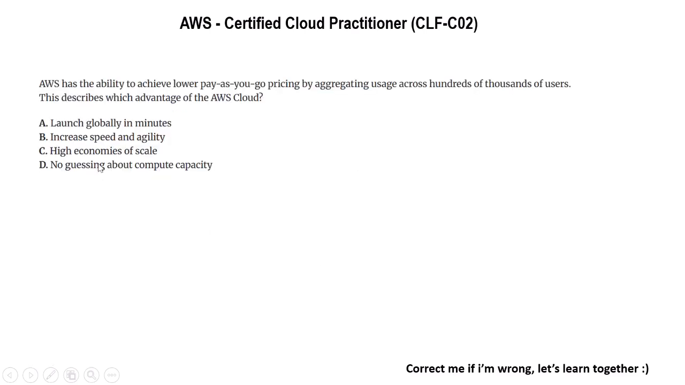Next question. AWS has the ability to achieve lower pay-as-you-go pricing by aggregating usage across hundreds of thousands of users. This describes which advantage of the AWS cloud? Option A, launch globally in minutes. Option B, increase speed and agility. Option C, high economies of scale. Option D, no guessing about compute capacity. The right answer is option C, high economies of scale.